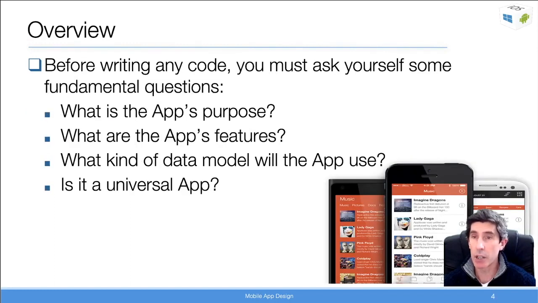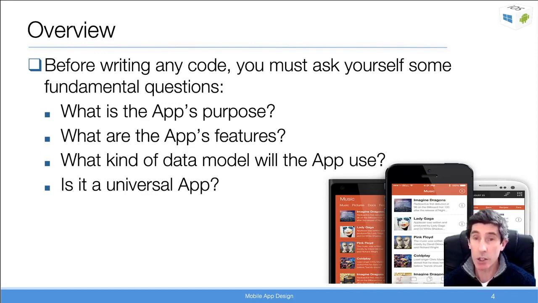So before writing any code, you must ask yourself some fundamental questions. What is the app's purpose? What are the app's features? What kind of data model will the app use? And is it a universal app? So when we say universal, we mean, is it going to run on all devices, or is it just going to be just a phone, that particular mobile device?